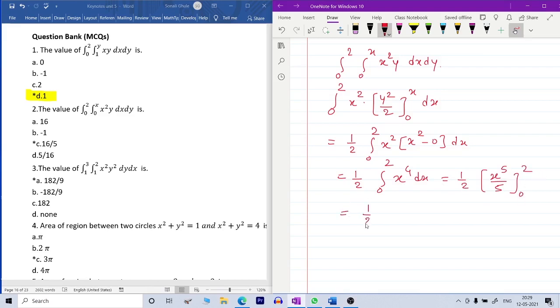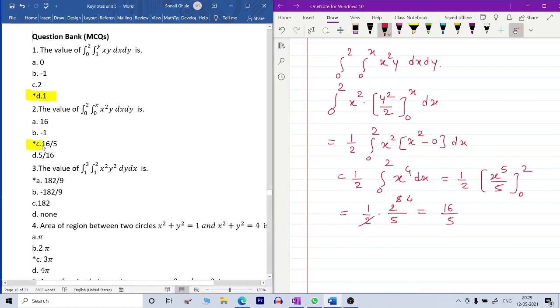Now applying the limit, 2 raised to 5 upon 5. The lower limit is 0, no need to put it here because the answer is going to be 0. So here the 2 will cancel, remaining is 4, and 2 raised to 4 is 16 upon 5. So as you can see, your option is 16 upon 5.